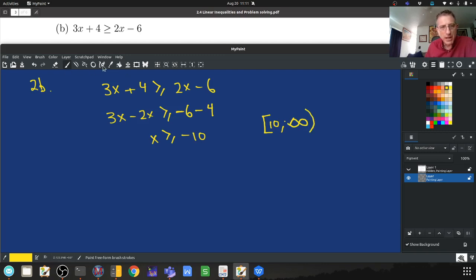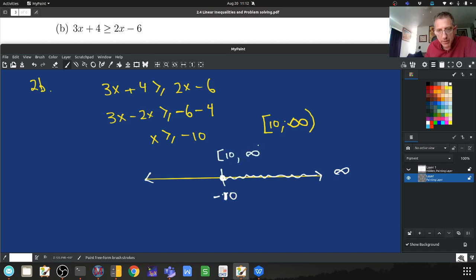So if there's some trepidation here, just go back to what we did before, and derive the interval notation from your number line. This is minus 10, and this is positive infinity. Minus 10 is included. So you literally just derive your interval from reminding yourself of what it looks like on the number line.